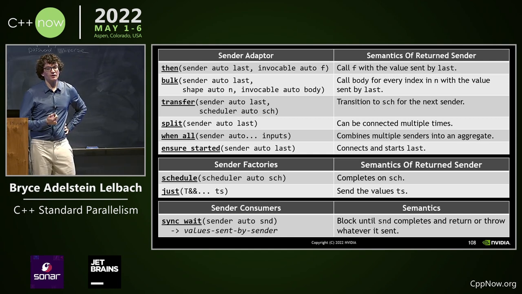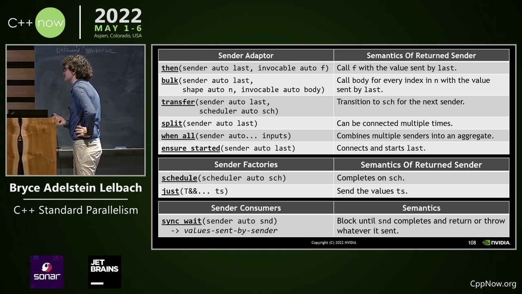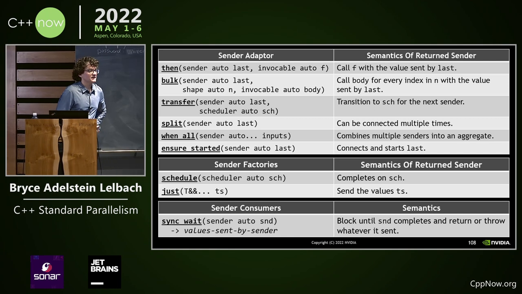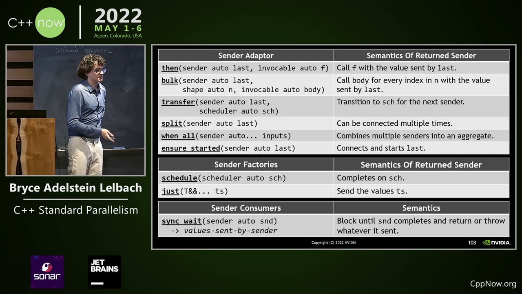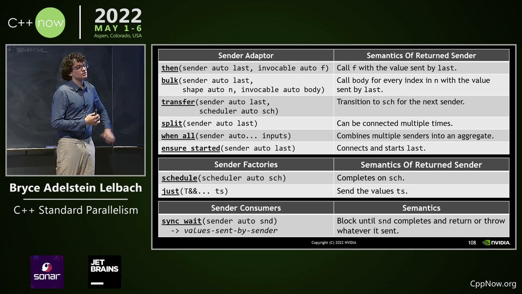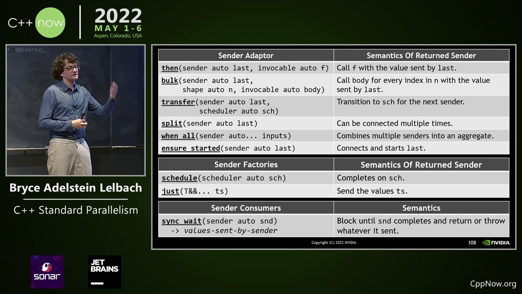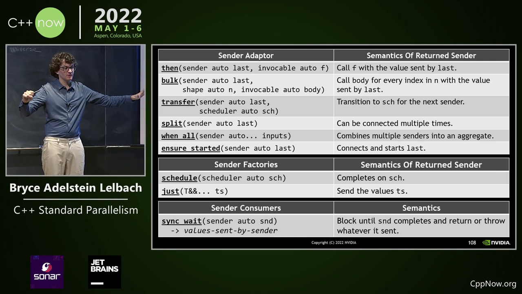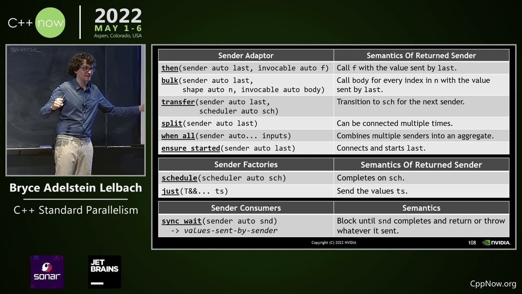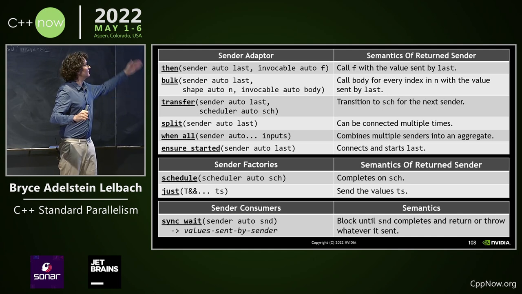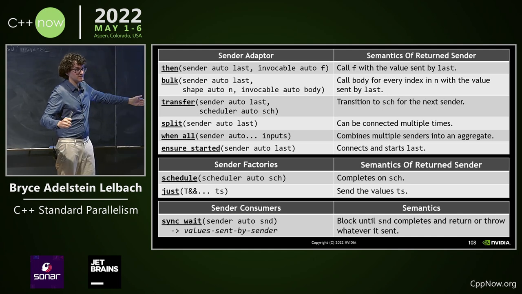The question is, are there plans for asynchronous consumers where you don't have to block and wait on the value? Well, if you need to consume something asynchronously, then just add it to the sender graph. The short answer is perhaps, but let's imagine that you had some consumer that was asynchronous. Well, if it's asynchronous, then what's it going to return? A sender. And if it takes a sender as an input, and returns a sender, then it is a sender adapter, not a sender consumer.